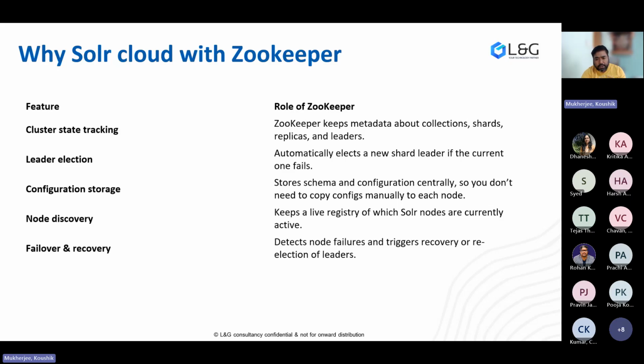Node discovery keeps a live registry of which Solr nodes are currently active and which are down. Failover recovery: if it detects a node is down, it triggers recovery of that particular node and also selects a different leader, and it may select that one as a leader again when it has recovered. So this can be done automatically if we use SolrCloud with Zookeeper.